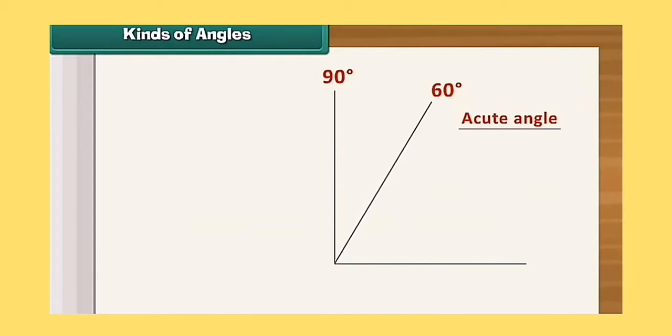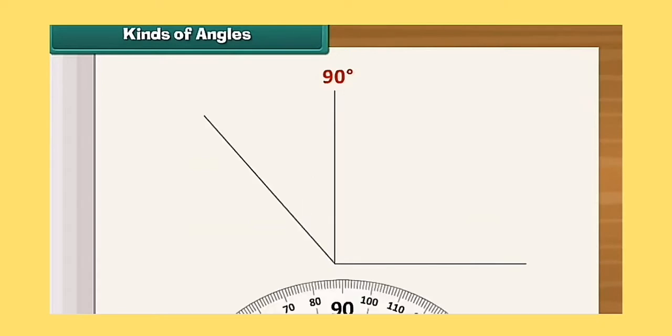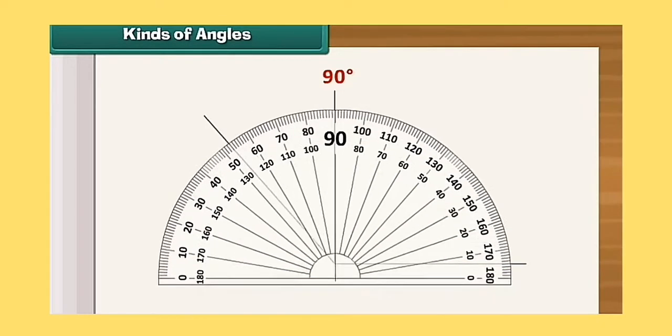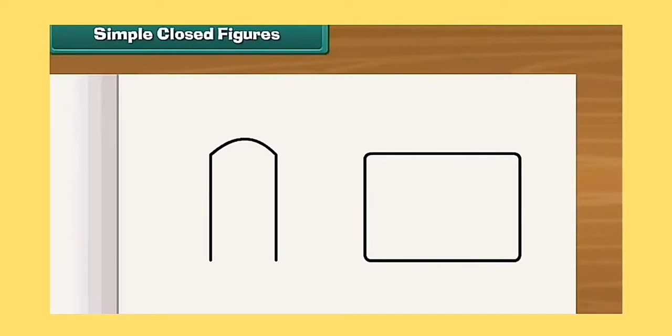Now what about an angle that is more than 90? Any angle that is more than 90 will be called an obtuse angle. That can be 100, 110, 120, 130.